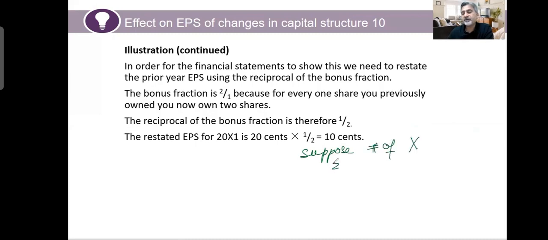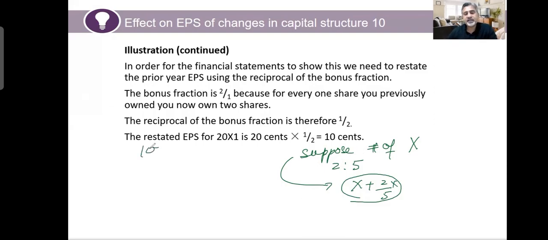And you say we are going to give 2 to 5, which means that for every 5 existing shares, we are going to give 2 new shares. So after this, your new number of shares will be X plus 2 by 5 of X. Mathematically, this is your new number of shares. Am I right or wrong?